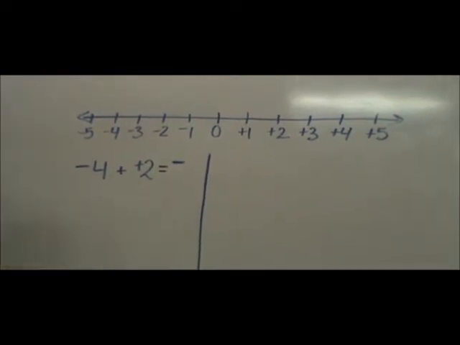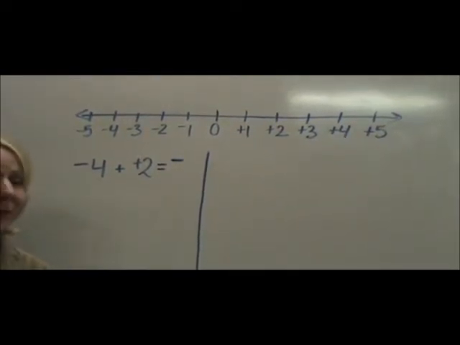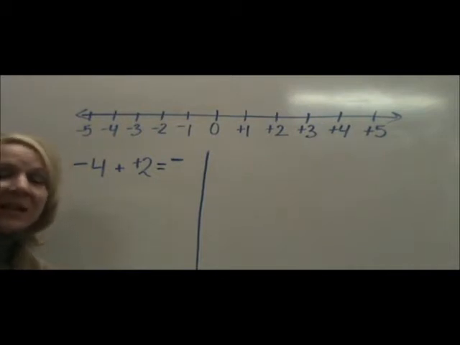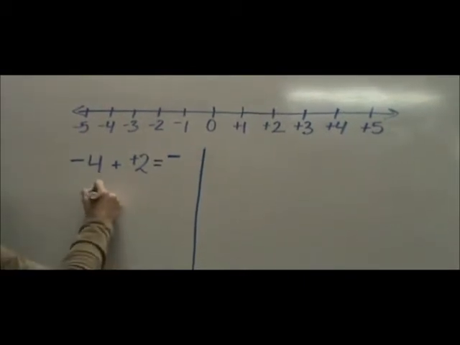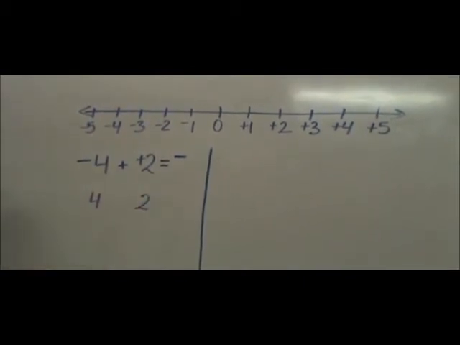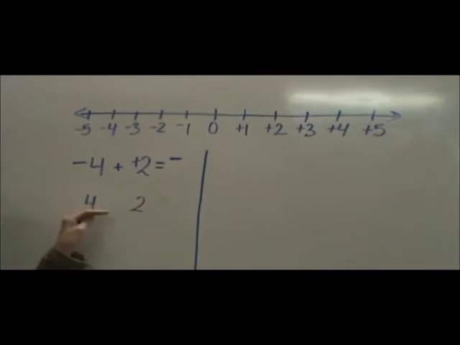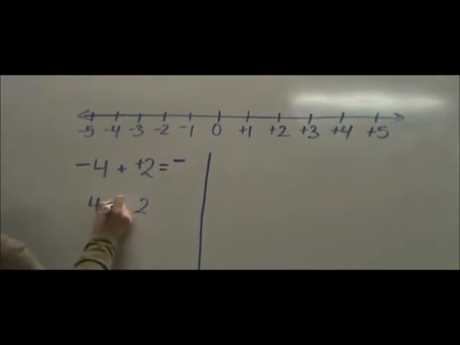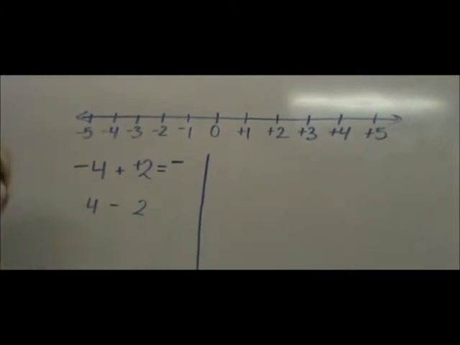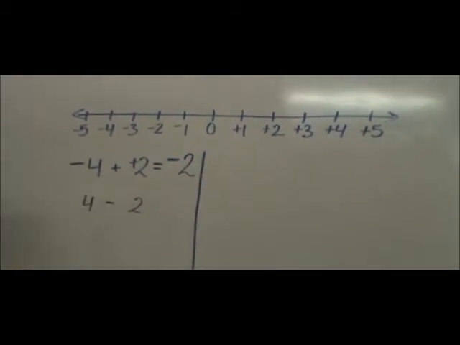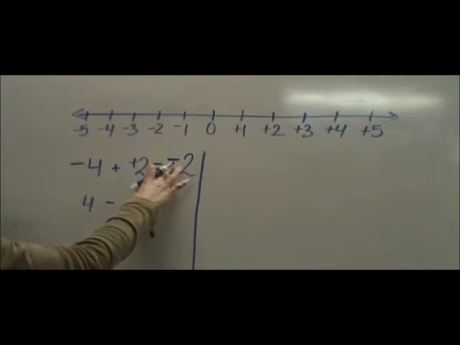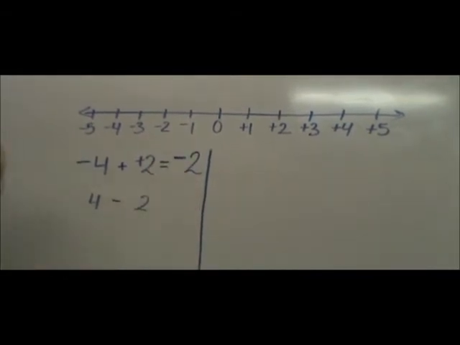Then, because the two addends have different signs, you actually subtract these two numbers. So you take the absolute values, which would be 4 and 2, and you subtract the smaller from the larger. So you would do 4 take away 2. 4 take away 2 is 2. And since -4 had the greater absolute value, our answer is negative. The answer here is -2.